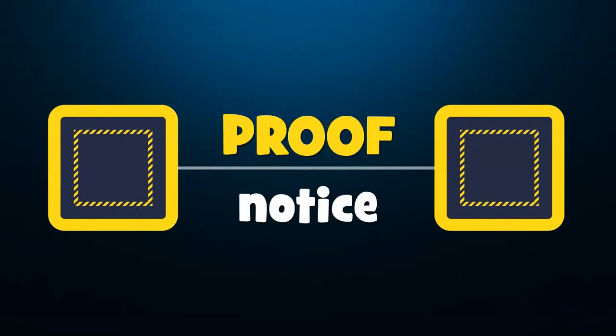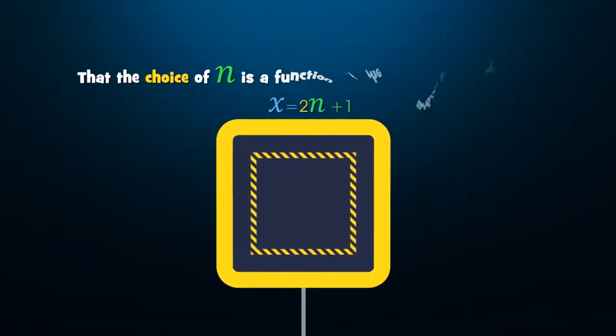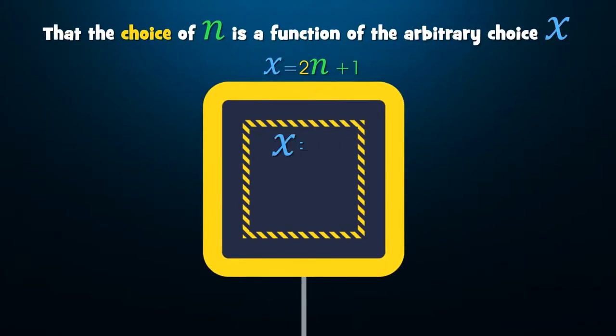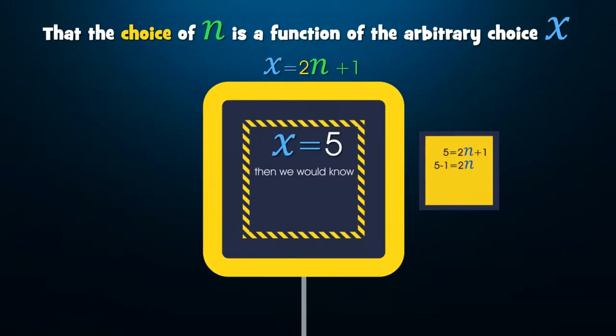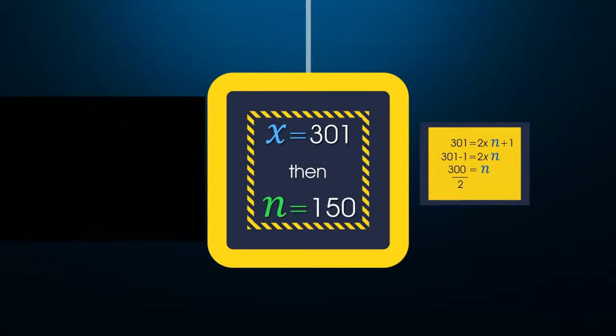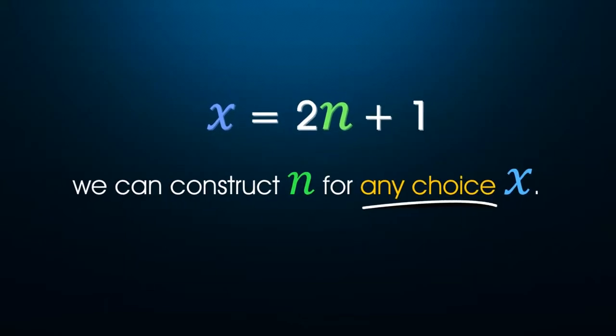Notice in this proof that the choice of n is a function of the arbitrary choice x. If we picked x equals 5, then we would know n equals 2. Or if we picked x equals 301, then n equals 150. The point is, we can construct n for any choice x.